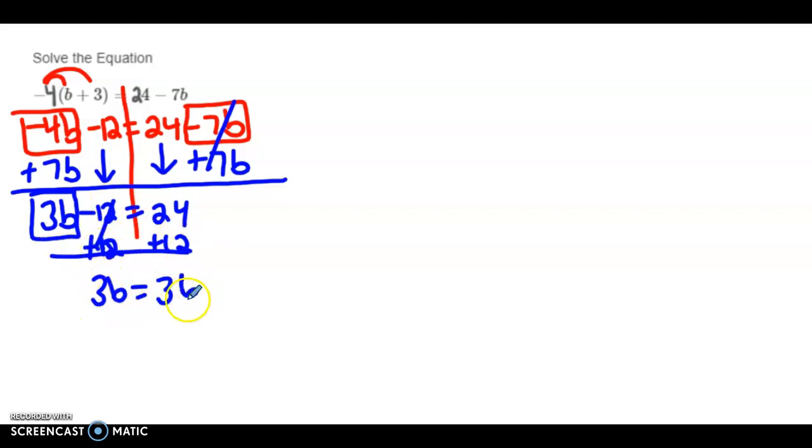3b equals 36. The opposite of multiplying by b is dividing, so I'm going to divide each side by 3, and b will equal 12.